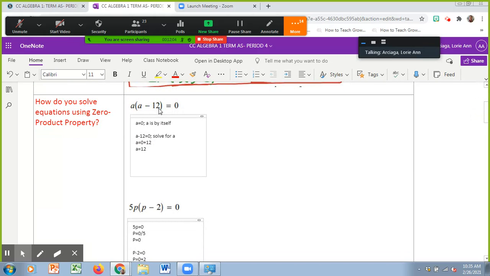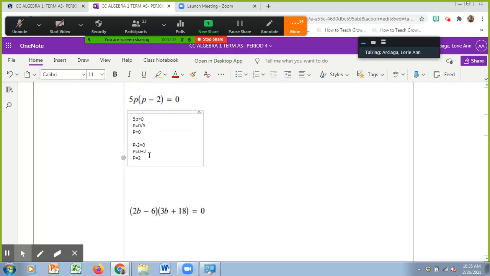But if it's inside the parentheses and it has a positive or a minus sign, look what happened in the final answer. The negative 12 became positive 12. So what pattern do you see there? The negative 2 became positive 2. So what pattern do you see there, guys?